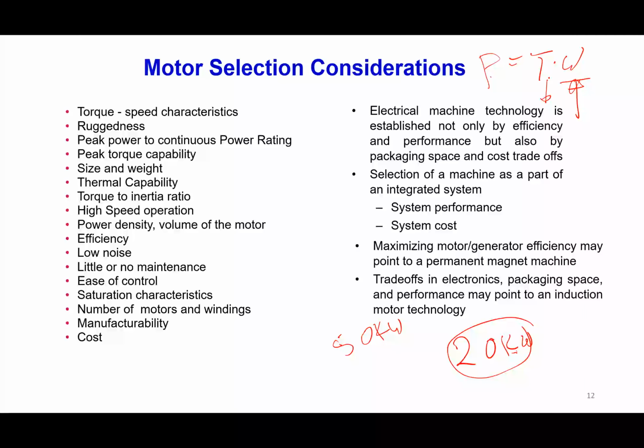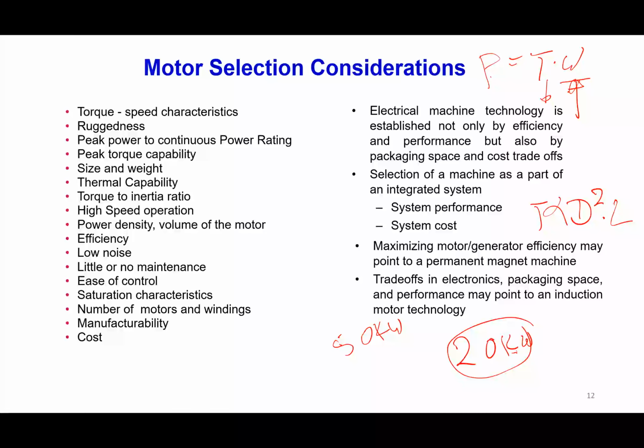So the sizing of the motor depends on the torque, not on the power. The torque is proportional to D squared L, where D is the diameter of the rotor and L is the length of the rotor, or the stack. So if you operate the motor at a high speed, the size of the motor can be reduced because the torque is lower.